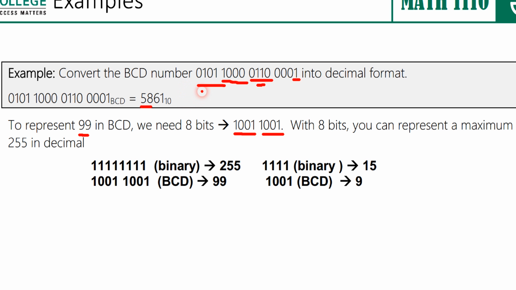That is why we needed a total of 16 bits in the earlier case to represent that number, because we had 4 digits. Yeah, we had 4 digits, so that's why we needed 16 bits. So this is how we really do it.